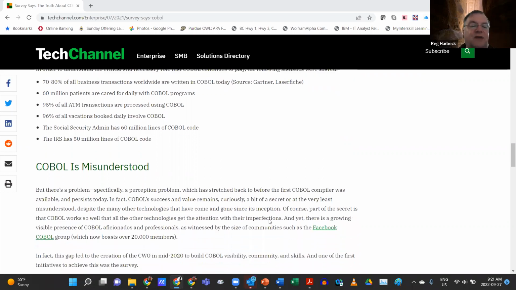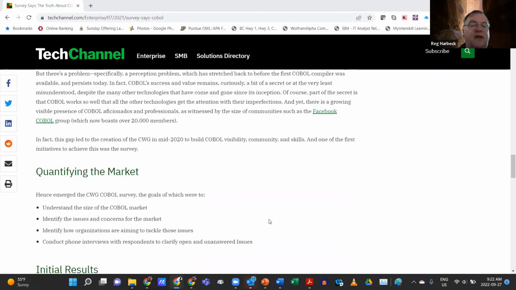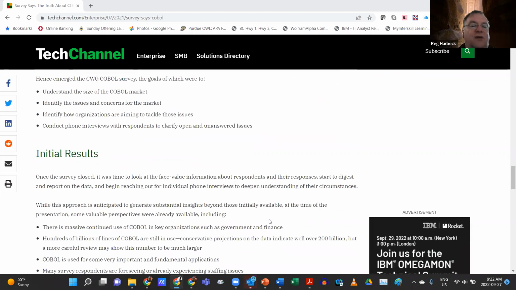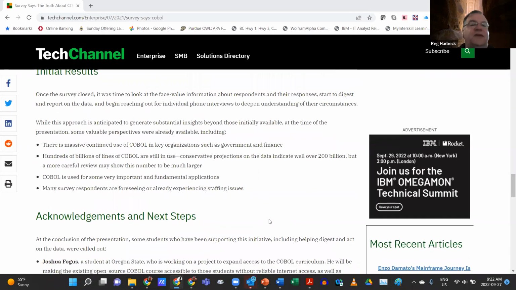So basically what it comes down to then is having gone out there and reached out, surveyed to understand the market, the size of it, the nature of its usage, and what the issues are, that certainly it was a case that there is massive continued use of COBOL. And the largest organizations on earth are not only still using it, but they're not going to move off of it by and large, first of all, because they can't, whether or not they realize it. But second of all, because there's just no value to it.